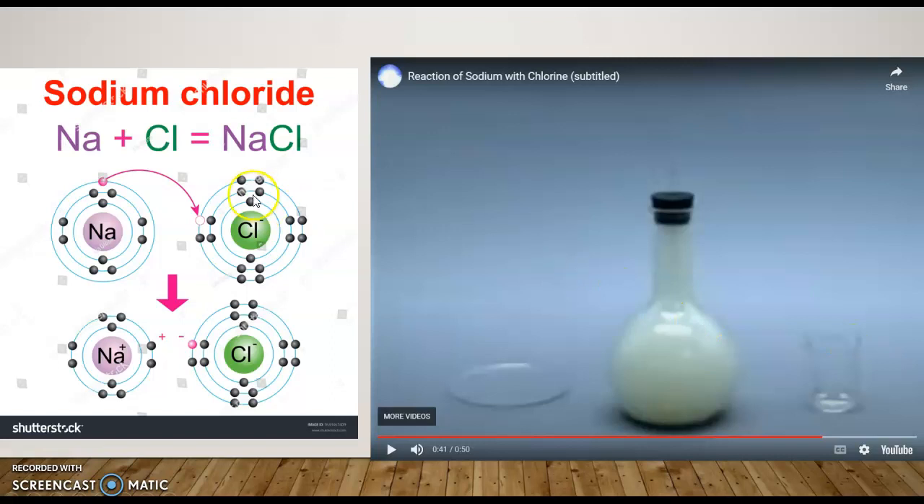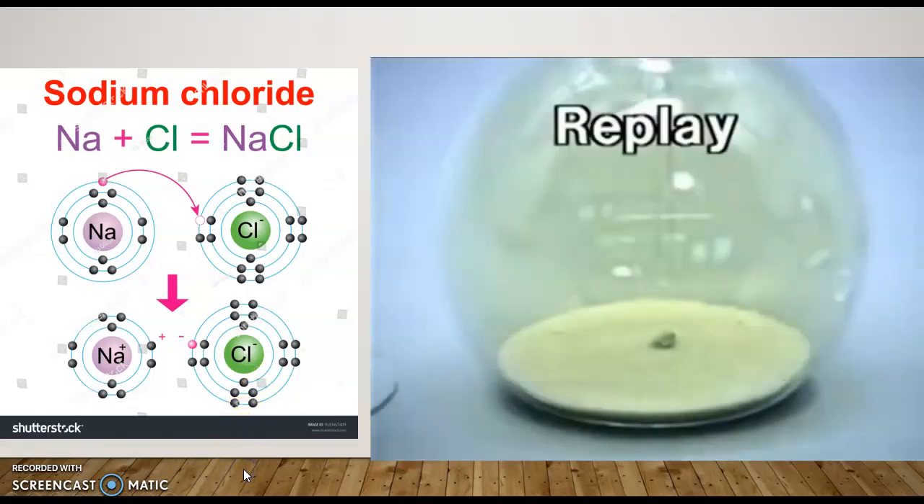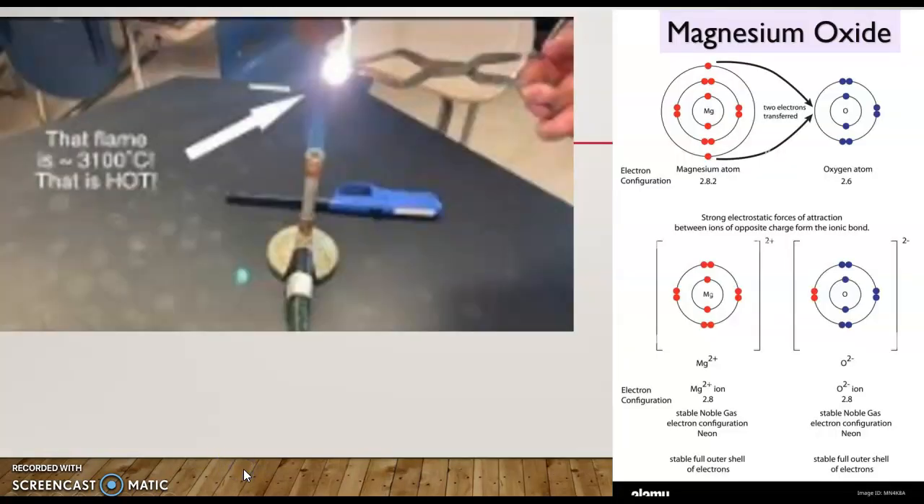Okay, so this is what is happening. Sodium gives an electron to chlorine, and these two ions are formed, and when these two ions are formed, they stick together, forming the sodium chloride compound. Another example is the formation of magnesium oxide, which is another compound that is formed between a metal and a non-metal, and of course the type of this compound is also an ionic compound. So let's see what's happening here.